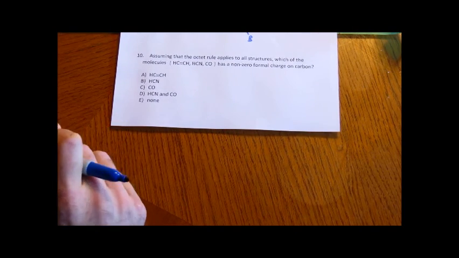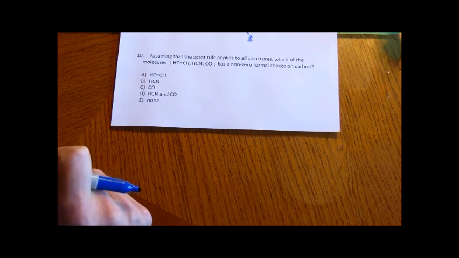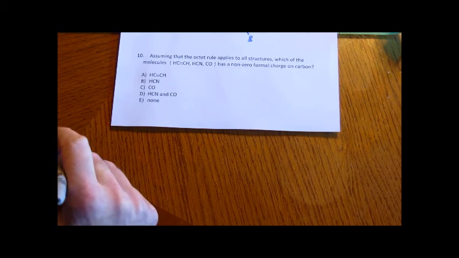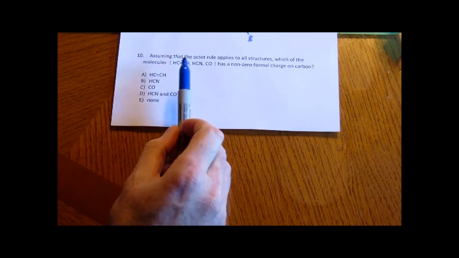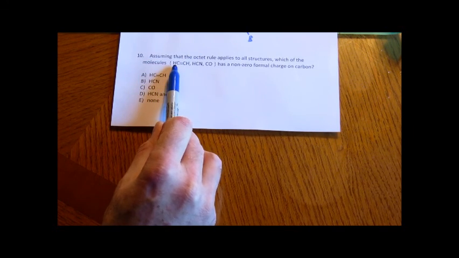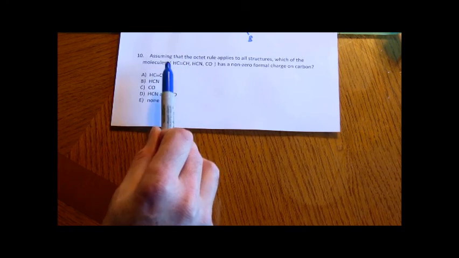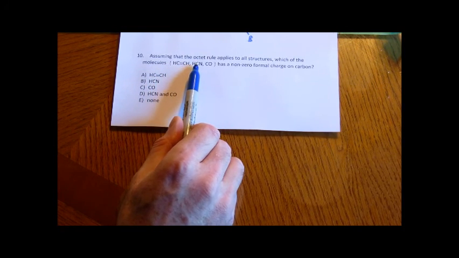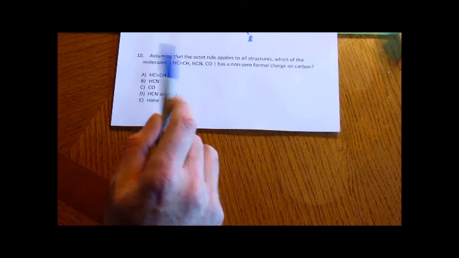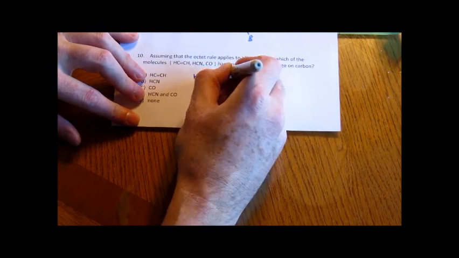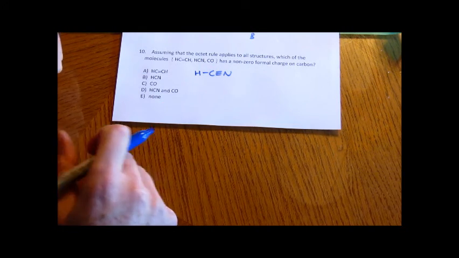The next question: assuming that the octet rule applies to all structures, which of these molecules has a non-zero formal charge on carbon? So if you go through here, you'll notice in this case you have carbon with 4 bonds, another carbon with 4 bonds. In each case you have a 0 formal charge. In HCN, that carbon has 4 bonds and the nitrogen has 3. Let me just draw it out. And so that's also fine.